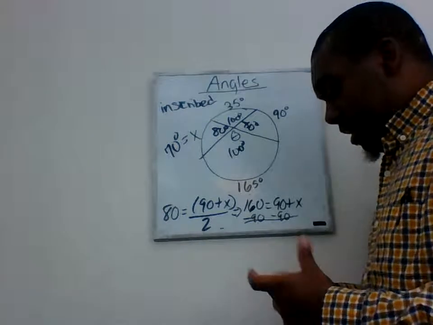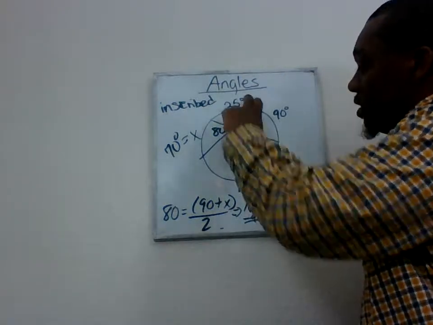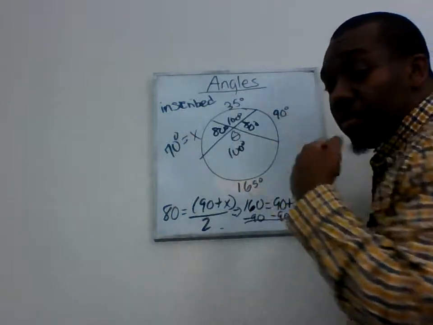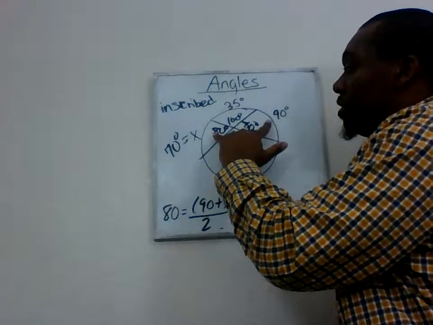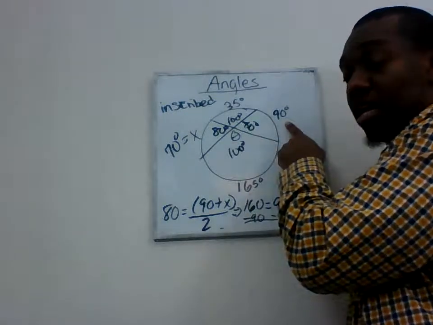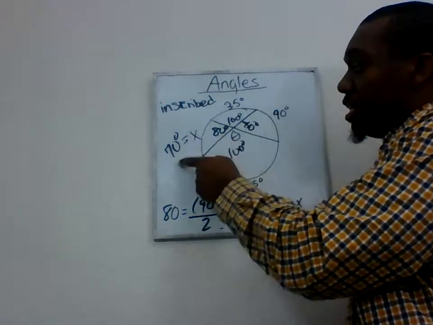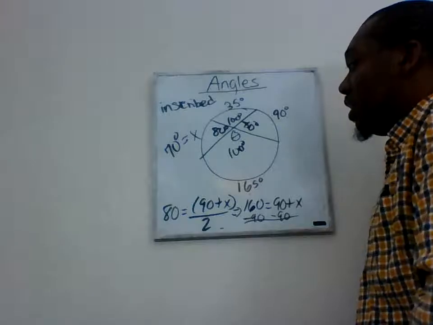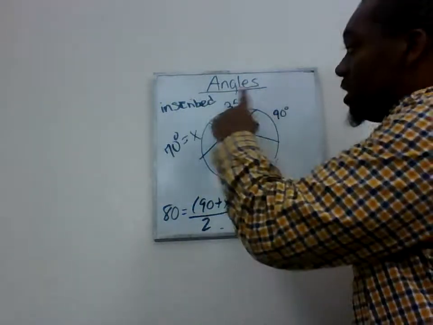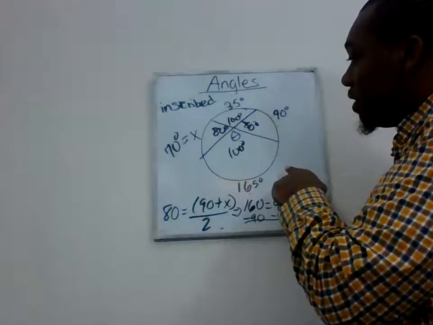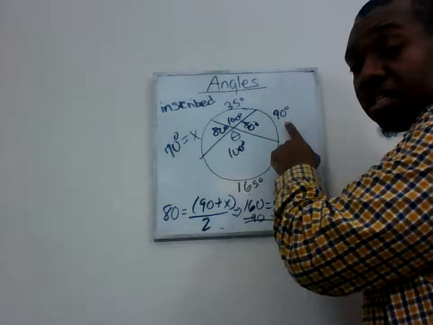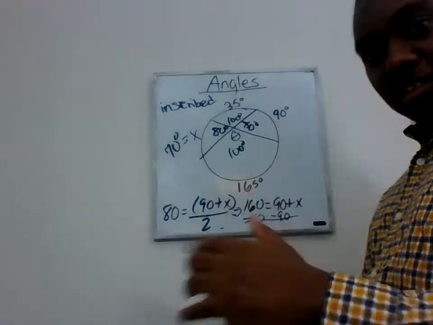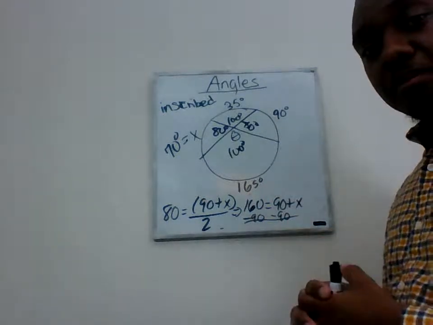So we found out that because we knew this angle was 80 and the measure of this arc was 90, this had to be 70 degrees because this angle has to be the average between the two. And this would make sense. This is supposed to be 360 degrees around the circle. So it's 165 plus 90 plus 35 plus 70 is 360 degrees. So everything comes together still.